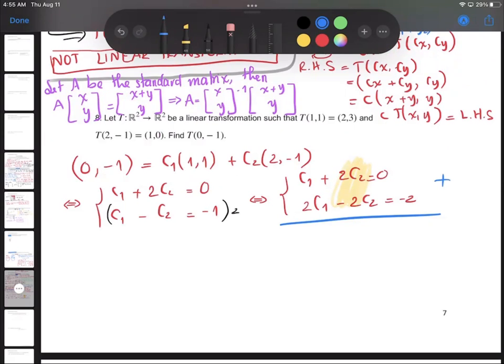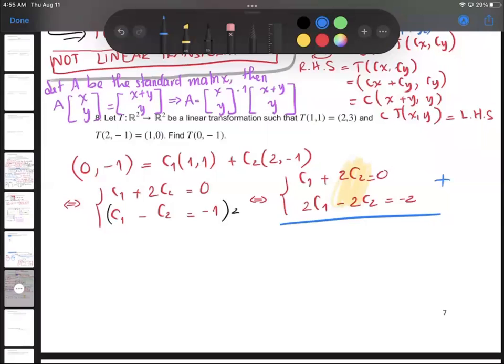If you plug it into the second equation, I want to solve for C2. C1 is -2/3, minus C2 equals -1. I want to solve for C2, so C2 equals 3 minus 2/3, which is 1/3. Okay, we're not done.